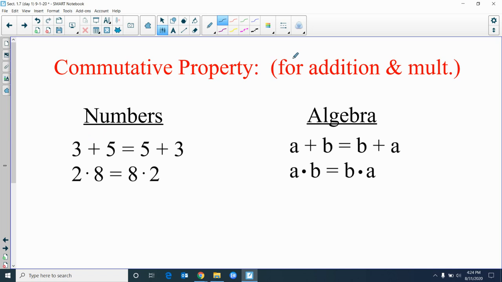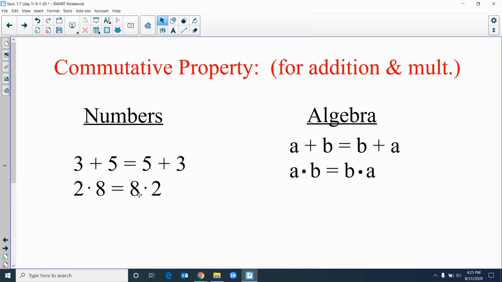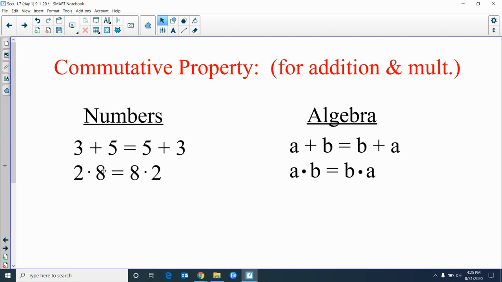Okay, commutative property. Now you should have picked up your guided notes, or I should have given them to you, so fill in anything that's missing. In terms of numbers, it basically means it doesn't matter which order you add. 3 plus 5 is the same as 5 plus 3. And 2 times 8 is the same as 8 times 2. And in algebra, when we throw in variables, a plus b is always going to equal b plus a. A times b is always going to be equal to b times a.